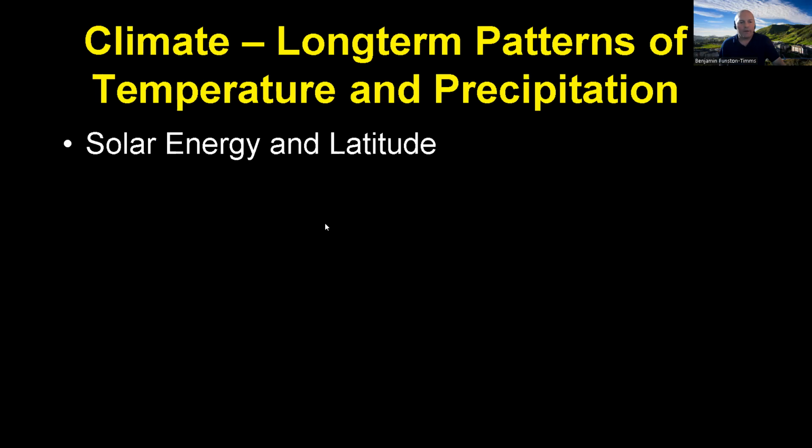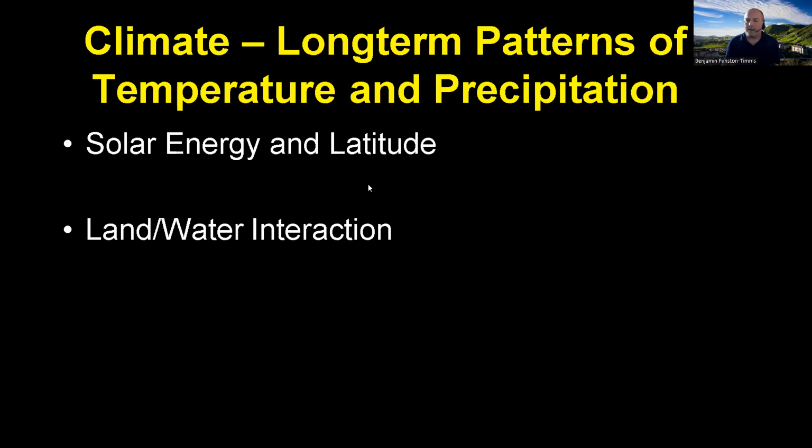A couple of things that we're going to look at right now are solar energy and latitude, which we'll go into in a moment, because basically all of our energy comes from the sun. The Earth does produce some energy, but it's mostly from the sun. And latitude is our place on the Earth, north or south of the equator.